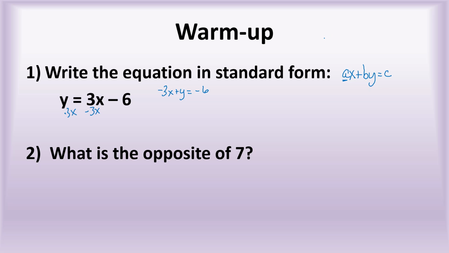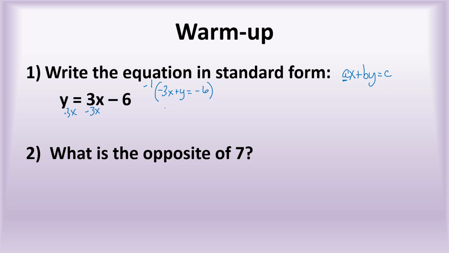Now again, remember I said that it needed to be positive. Right now we have a negative 3 in front of x. So in order to make it positive, we'll practice what we did last week. We're going to clear the fraction essentially, or clear the decimal, but in this case we're clearing the negative. So we're going to multiply every term by negative 1.